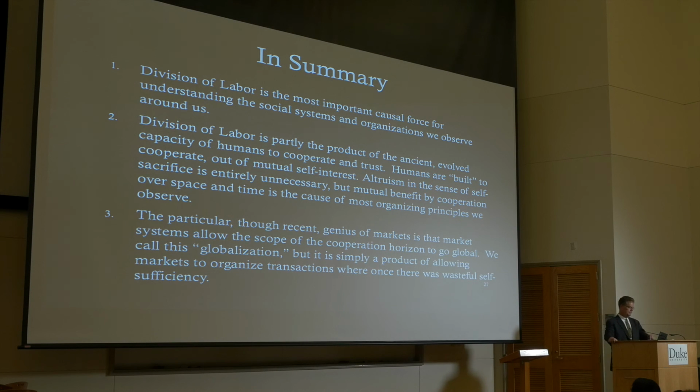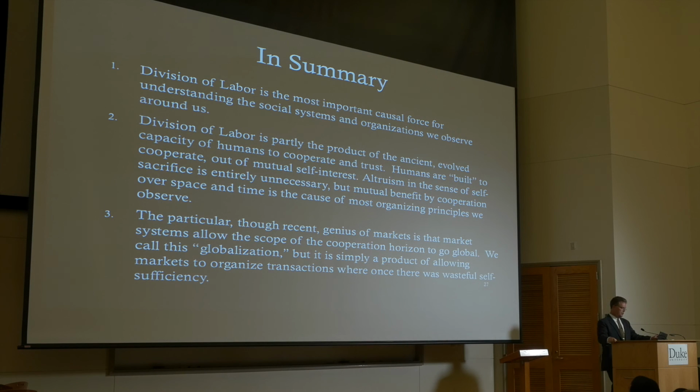In summary then, division of labor is the most important causal force for understanding social systems and organizations we observe around us. That's true whether you favor a socialist system or a market system. Division of labor determines social structures in both socialist and market systems. Division of labor is partly the product of the ancient evolved capacity humans have to cooperate and trust. We are built to cooperate. Altruism, in the sense of self-sacrifice, is entirely unnecessary in such a system. Mutual benefit by cooperation over space and time is the cause of most of the organizing principles we observe.